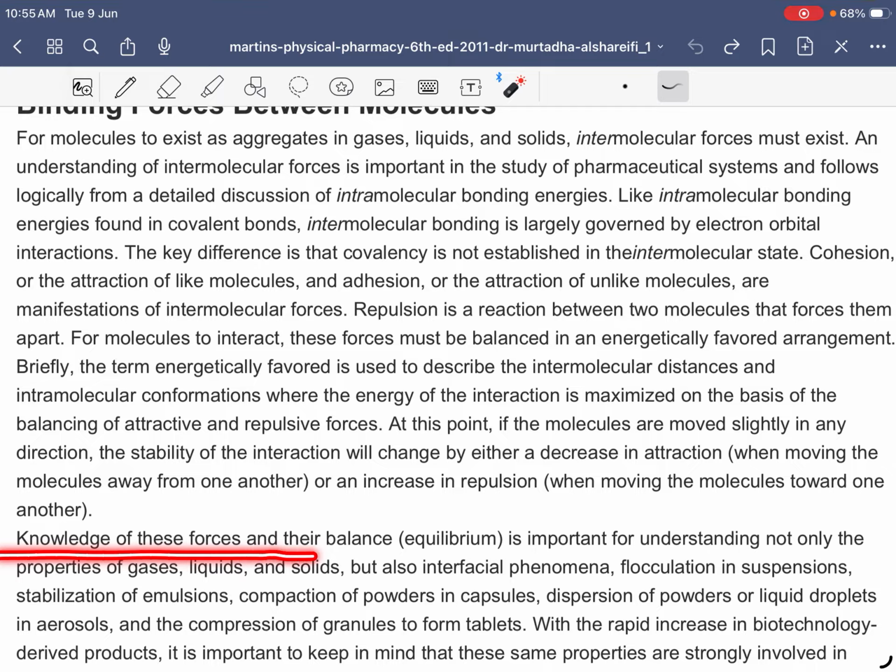Knowledge of these forces and their balance, matlab equilibrium, is important for understanding not only the properties of gases, liquids and solids, but also interfacial phenomena, flocculation in suspension, stabilization of emulsions, compaction of a powder in capsule, dispersion of a powder or liquid droplets in aerosol, and the compression of granules to form tablets.